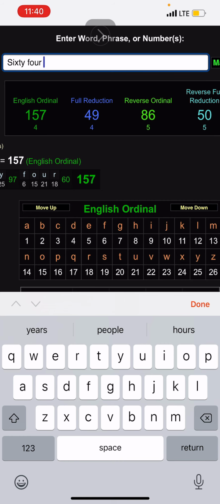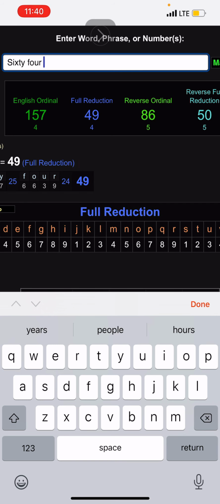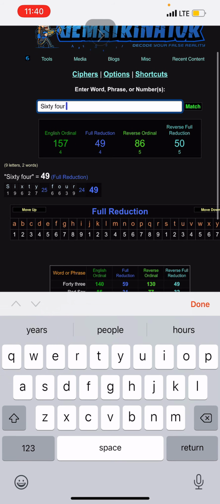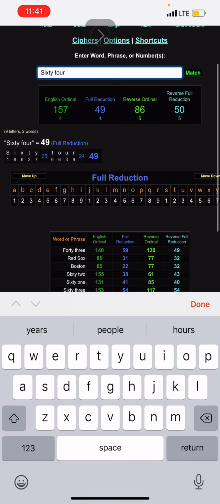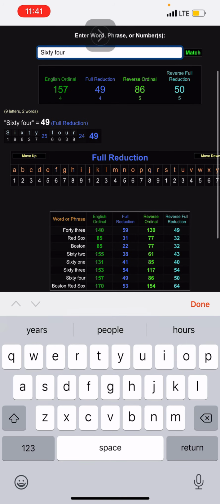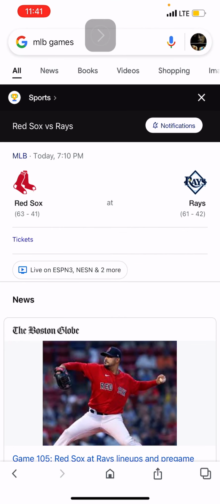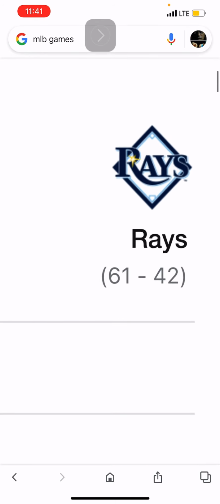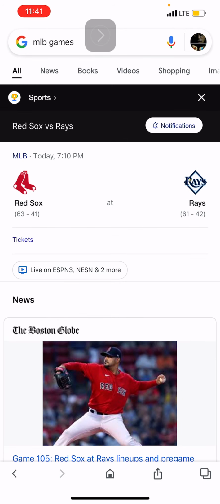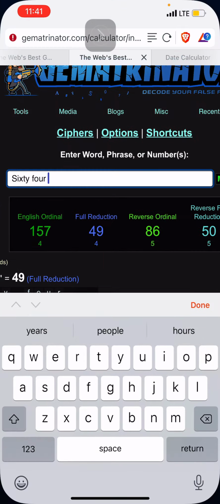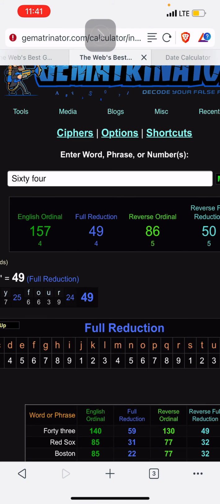So K is the 11th letter. 1 plus 1 is 2. 1 plus 2 is 3. 1 plus 3 is 4, right? So then that corresponds to this chart right here. So again, 64, 43, they could pick up their 64th win and their 43rd loss. And they both have numerology of 49, or gematria / numerology of 49.